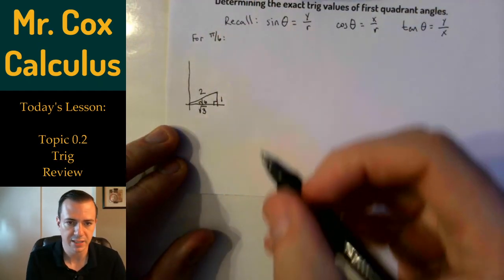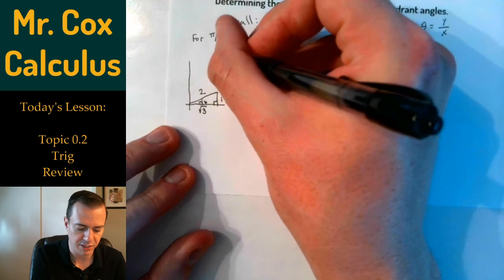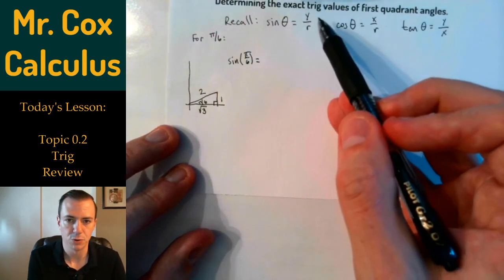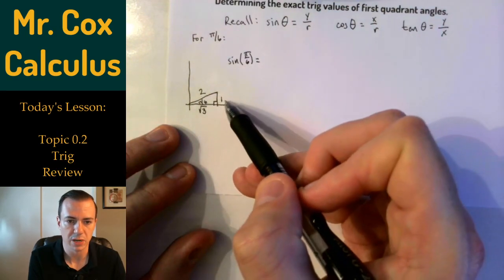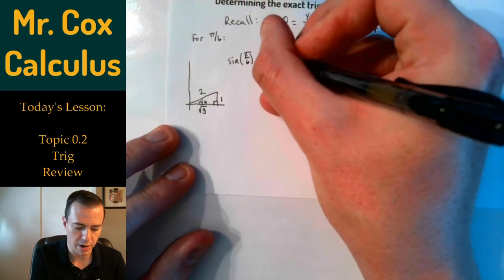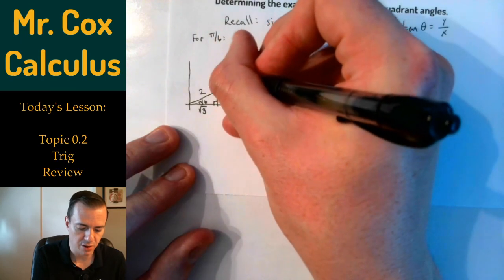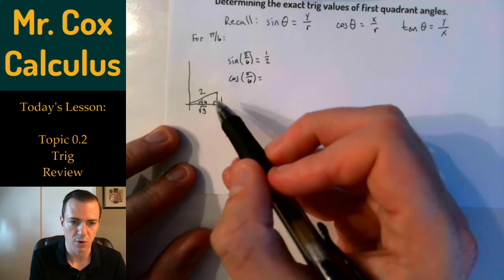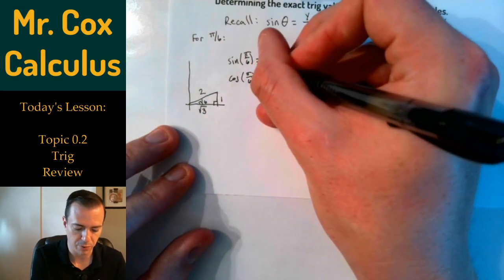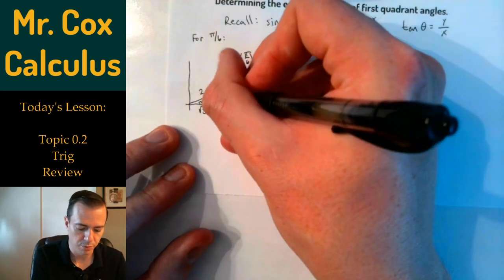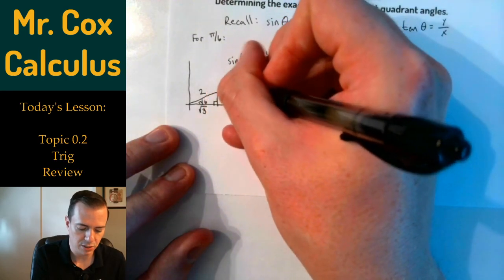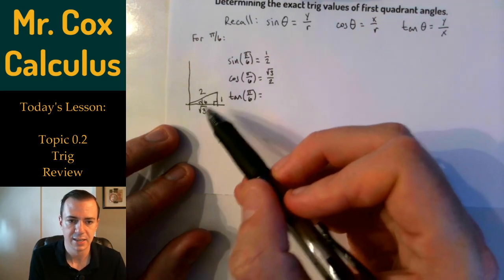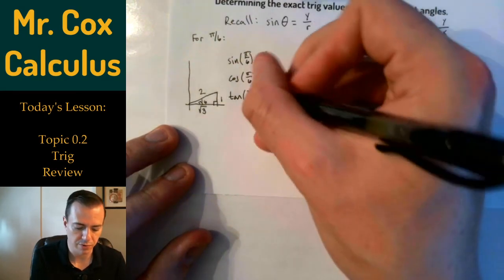And from here I can say, okay, the sine of pi over 6 is equal to y over r, which is going to be 1 over 2, or 1/2. I can say the cosine of pi over 6 is equal to x over r, which is going to be the square root of 3 over 2. And the tangent of pi over 6, which is y over x, is 1 over the square root of 3.